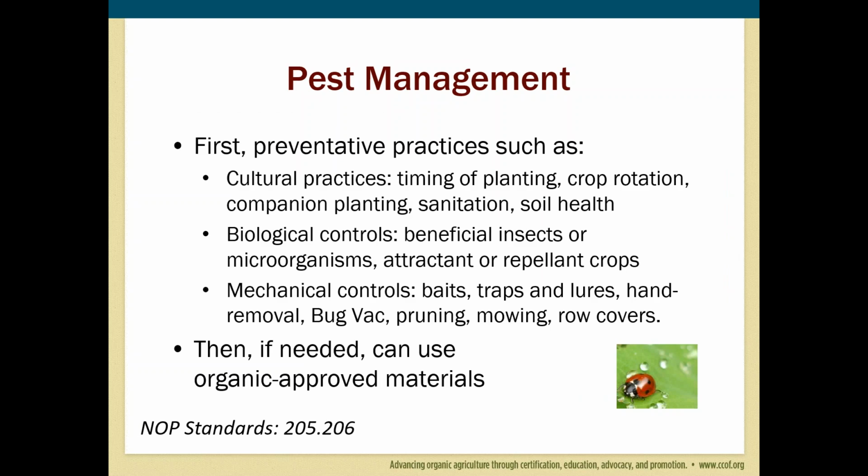Pest management. So here the organic regulations follow a basic IPM, or integrated pest management, hierarchy. First, there's a requirement to use preventative means, such as all of the cultural, biological, and mechanical practices that you see shown in this slide. Cultural practices like timing of planting or close attention to sanitation, biological controls like releases of beneficial insects, mechanical controls. Common ones we see are the bug vac, pruning and mowing, the row covers that exclude certain pests.